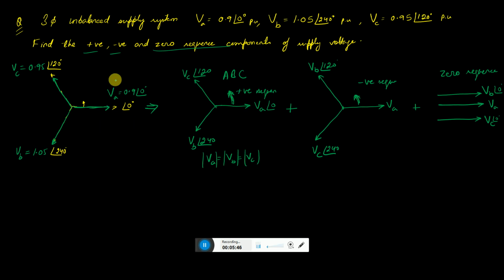So VA, the original one, is the sum of the positive sequence, negative sequence and zero sequence. If it is perfectly balanced, like VA equal to 1, the positive sequence will be 1, the negative sequence will be 0 and the zero sequence will be 0.